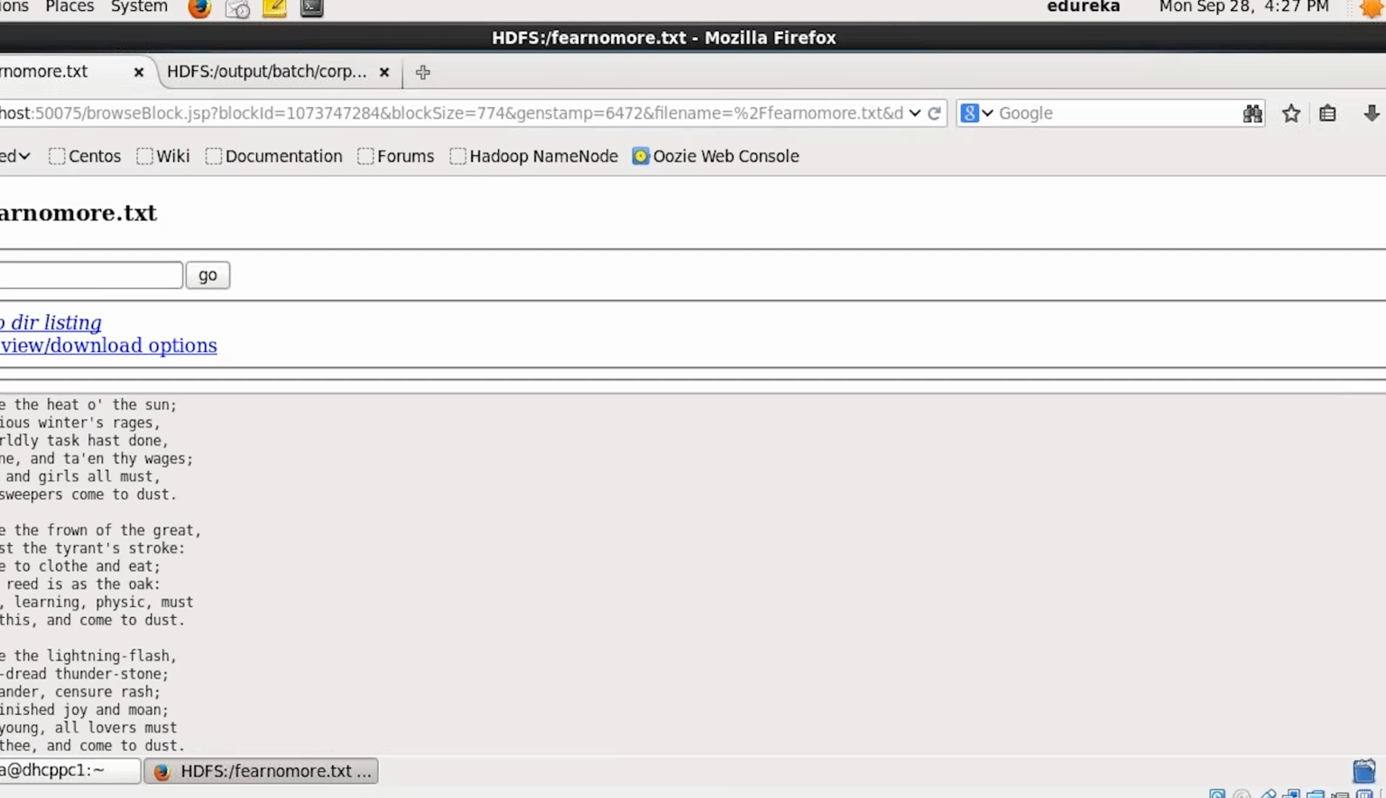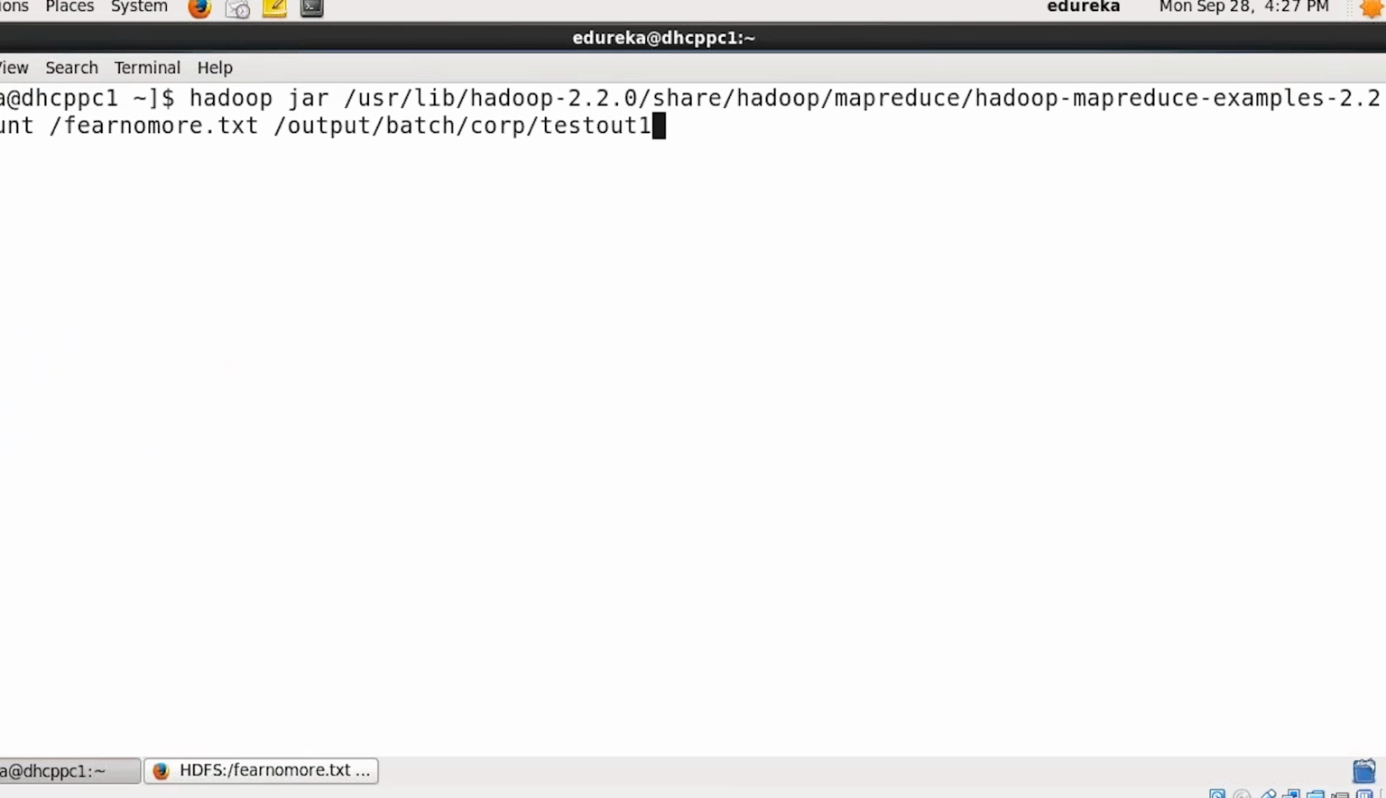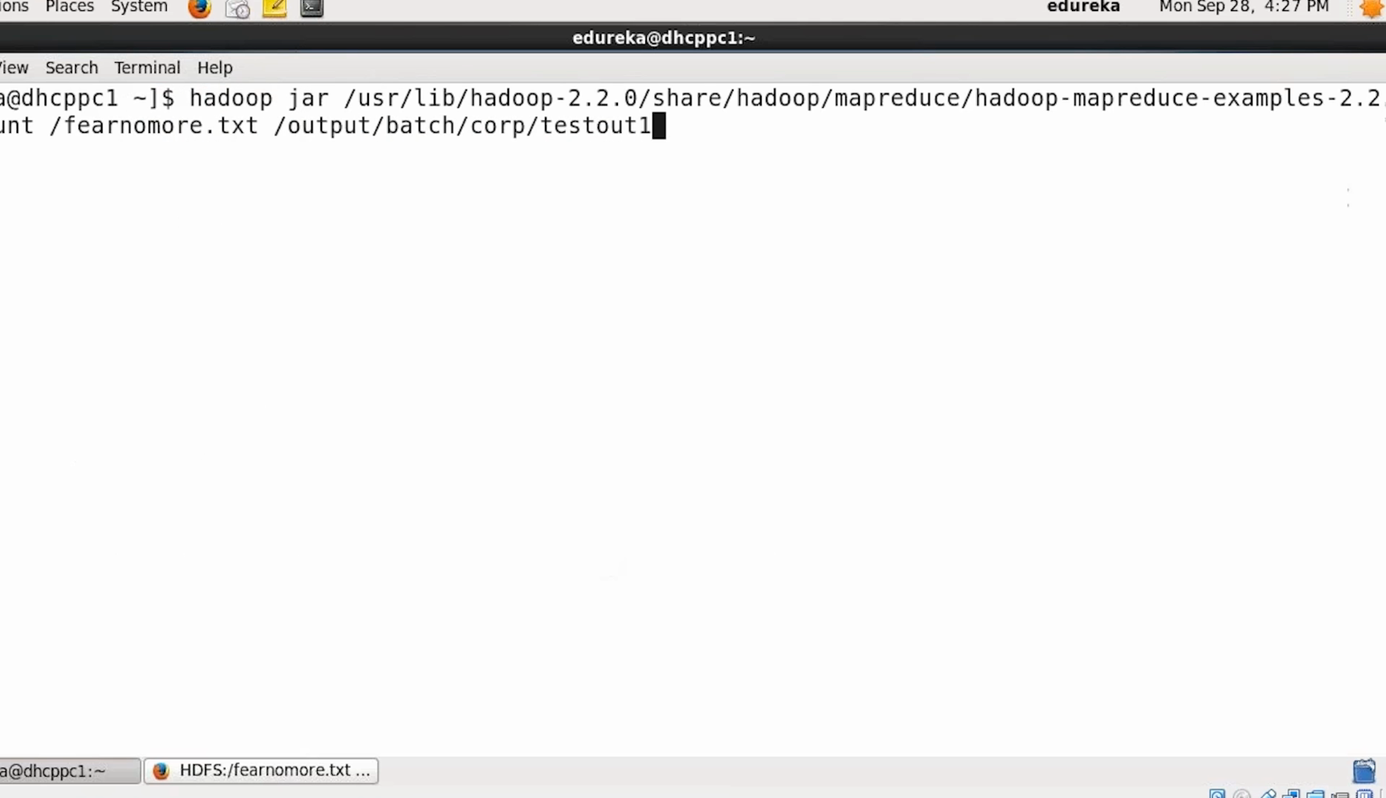Now I'm going to issue a simple command like this. Hadoop jar, that means execute this particular jar file logic. In this particular location I have the jar file; Hadoop by default comes with some jar files. I'm going to say this is the input, fearnomore.txt is the input, and store the output in this particular location. This is how I'll be triggering the program in the cluster.